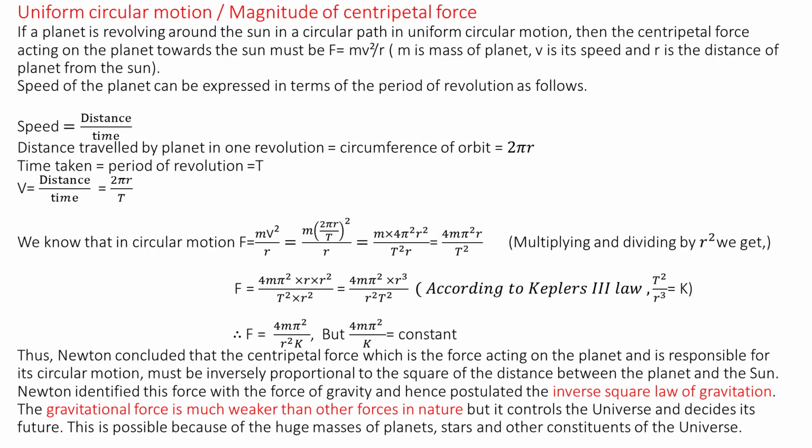Uniform circular motion, or the magnitude of centripetal force. Why did Newton assume inverse square dependence on distance in his law of gravitation? He was helped by Kepler's third law.